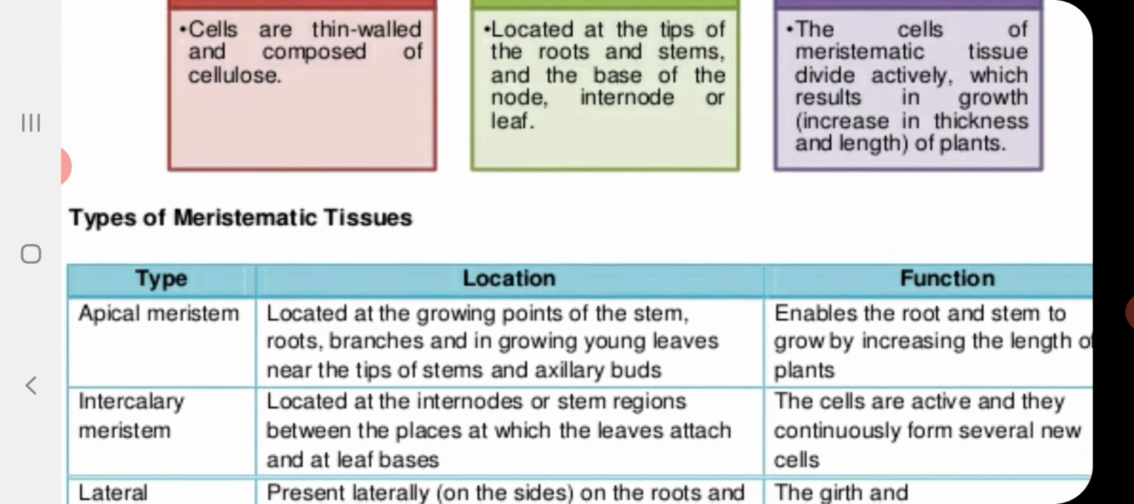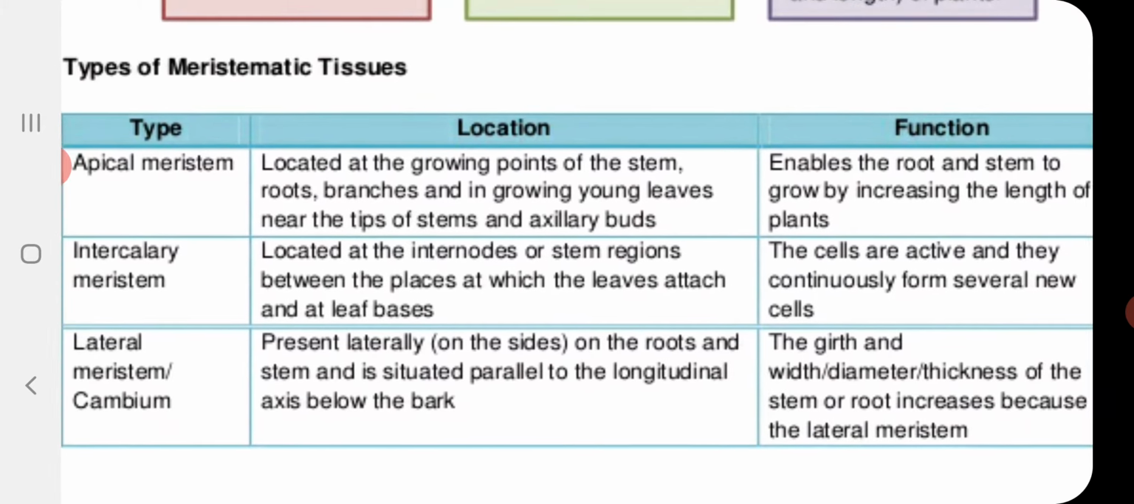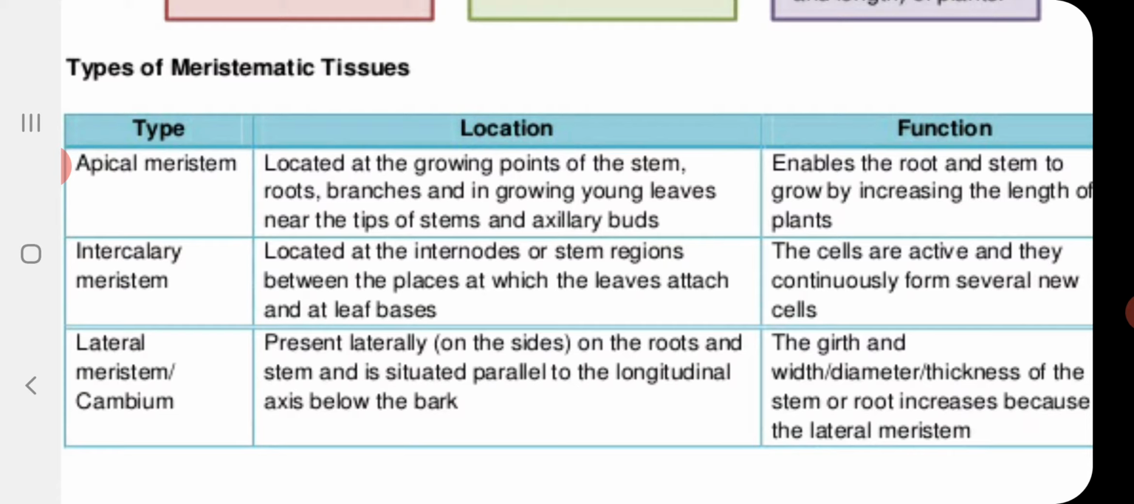Now there are mainly three types of meristematic tissues based on the location, that is apical meristem, intercalary meristem and lateral meristem. Just now we discussed the location. Let us move towards the function. Apical meristem enables the root and stem to grow by increasing the length of the plant. In intercalary meristem, the cells are active and continuously form several new cells. Lateral meristem is responsible for the girth: the width of the stem or root increases because of lateral meristem.